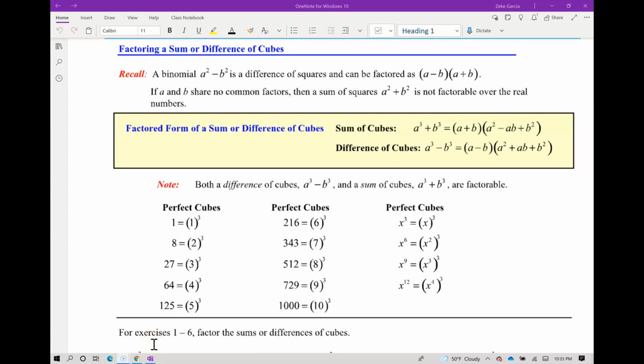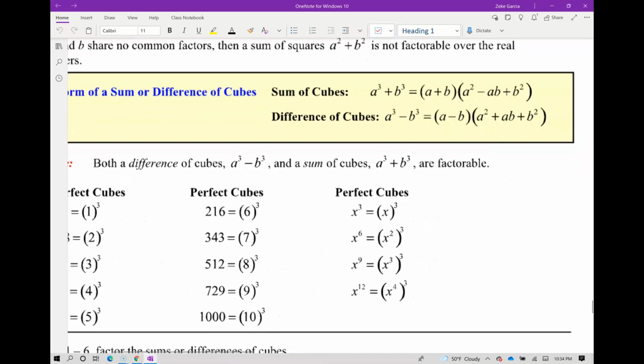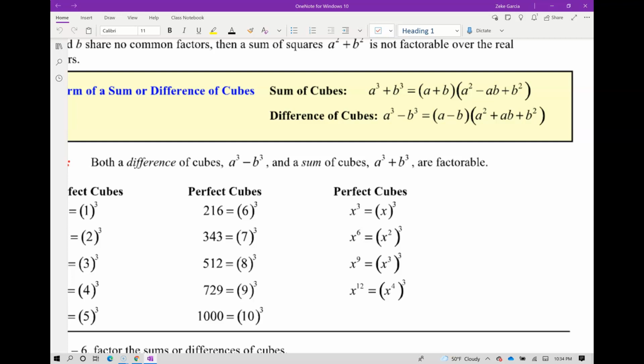This will be a short video. I did promise you that we would work with difference of cubes. All you have to do to work with factoring a cubed plus b cubed, which is a sum of cubes, and a difference of cubes, a cubed minus b cubed, is identify a and b. And then you just have to use the formula.